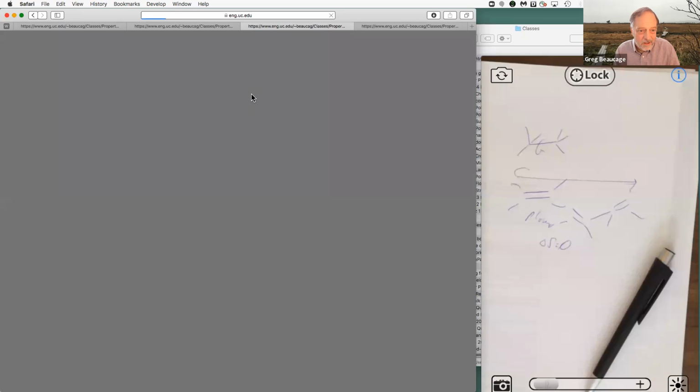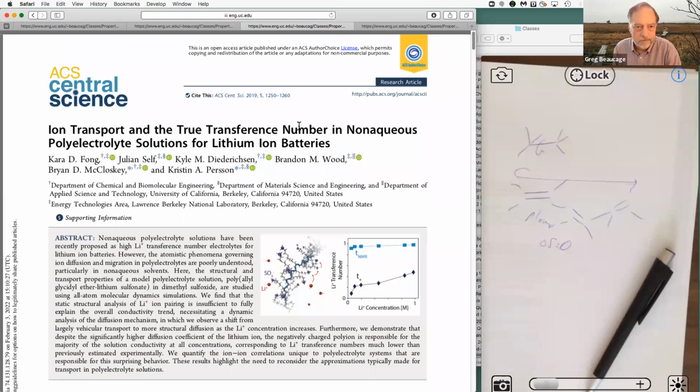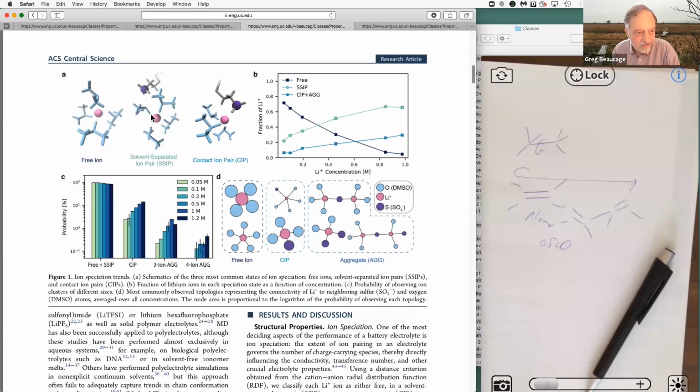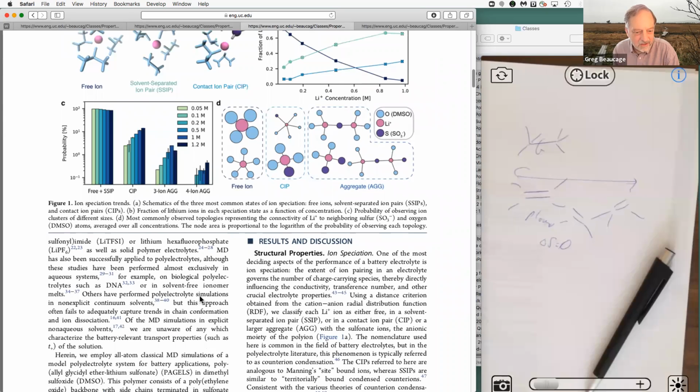This is about batteries. I was trying to find something about batteries, but this is about a different kind of battery. We use polyelectrolytes as an ion conductor, and it talks about different groupings of the ions. You can have free ions in the solvent separated, or you can have a contact ion pair, and then the fractions of those as you change the lithium ion content in a solution, right? And then how that affects the conductivity of it for a battery.